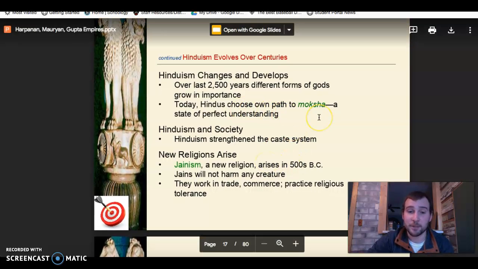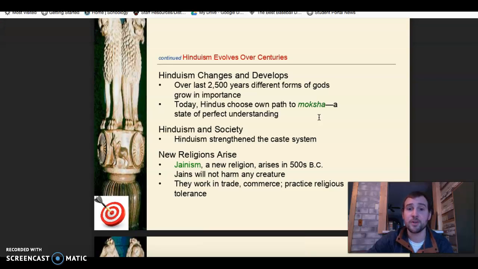So we get moksha, the perfect state of understanding. It's like the Buddhism version of nirvana, right? We talked about that. Nirvana is the goal of anybody who practices Buddhism. Moksha is the ultimate goal of anyone practicing Hinduism.